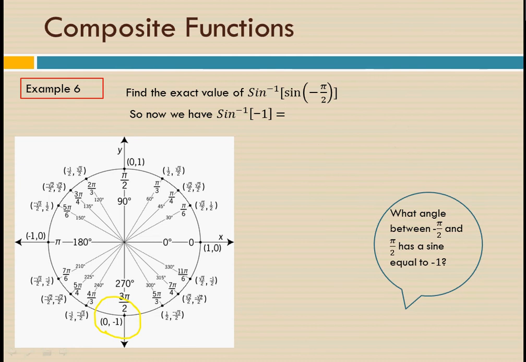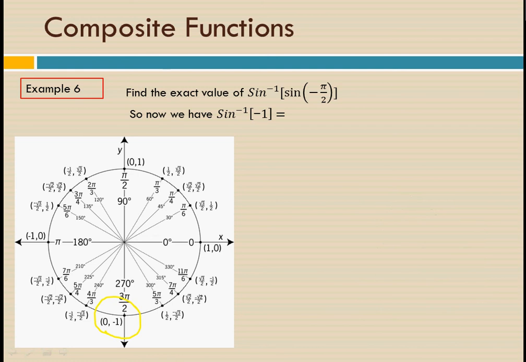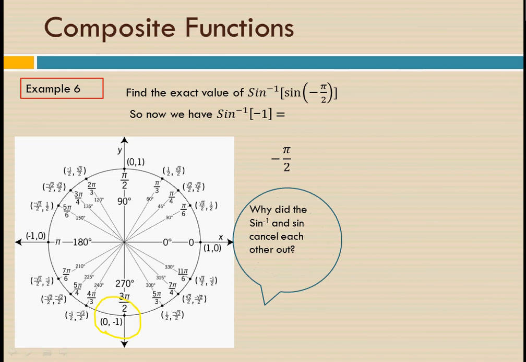What angle between negative pi over 2 and pi over 2 has a sine equal to negative 1? Think about it. Remember the range. If you said 3 pi over 2, you don't want to do that. You want to say negative pi over 2. So the sine inverse of the sine of negative pi over 2 is negative pi over 2. In this case, the sine inverse and the sine did cancel each other out.